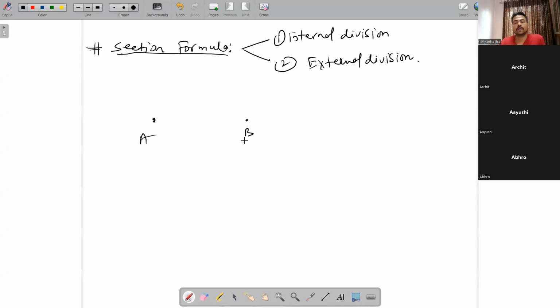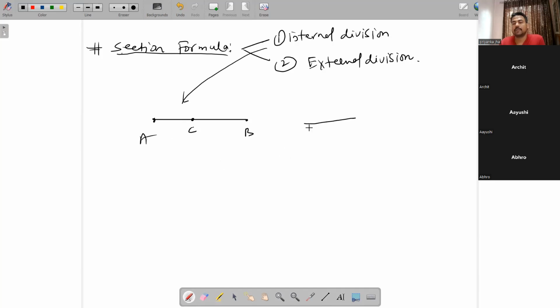A and B which are connected by a line. Suppose you take a point C in between A and B. In this case, we can say that C is dividing this complete portion AB into two parts, AC and CB. Because C is the point which lies between A and B, this will be known as an internal point, and we'll call it C is dividing AB internally. So this is internal division.